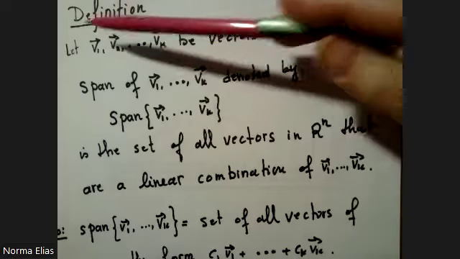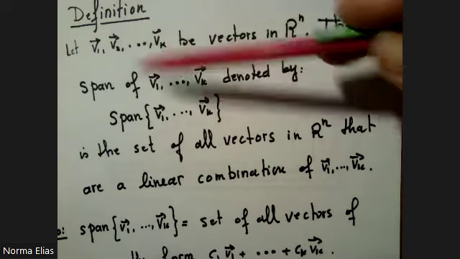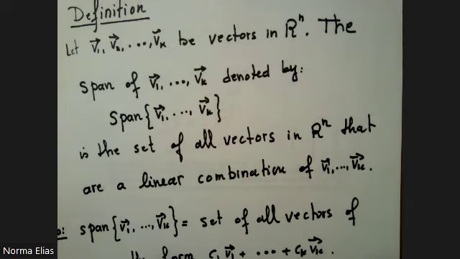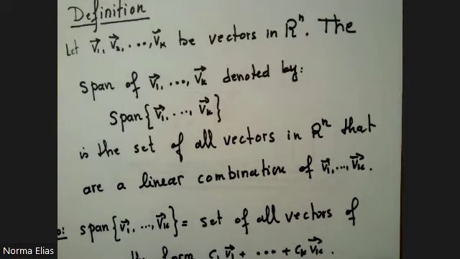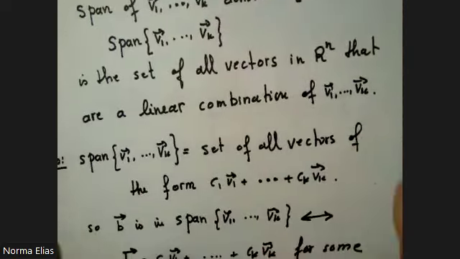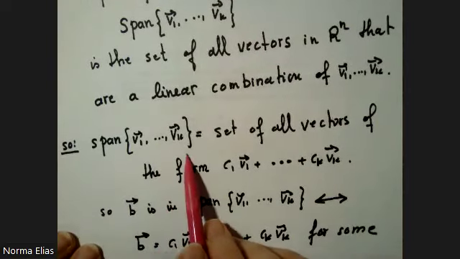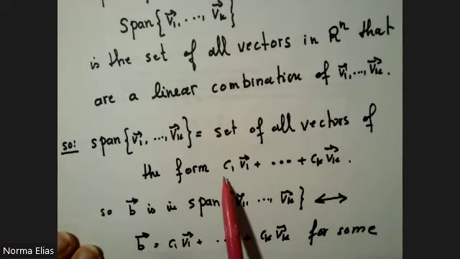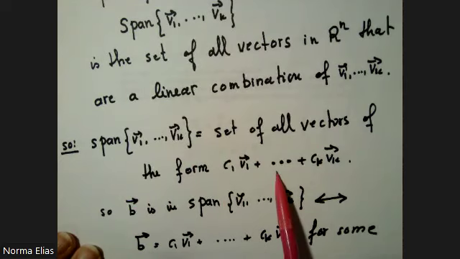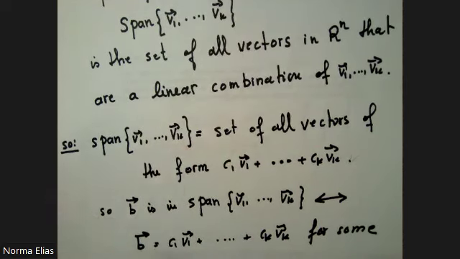So suppose I am in R3 and I have only two vectors. Their span is a whole set of vectors, but they are specific ones. They are obtained as a linear combination of them. So in other words, what's the span of V1 through Vk? It's the set of all vectors of the form C1 V1 plus C2 V2 plus up to CK Vk. Very specific type of vector. Not everything is in the span. They have to be a combination of those vectors.